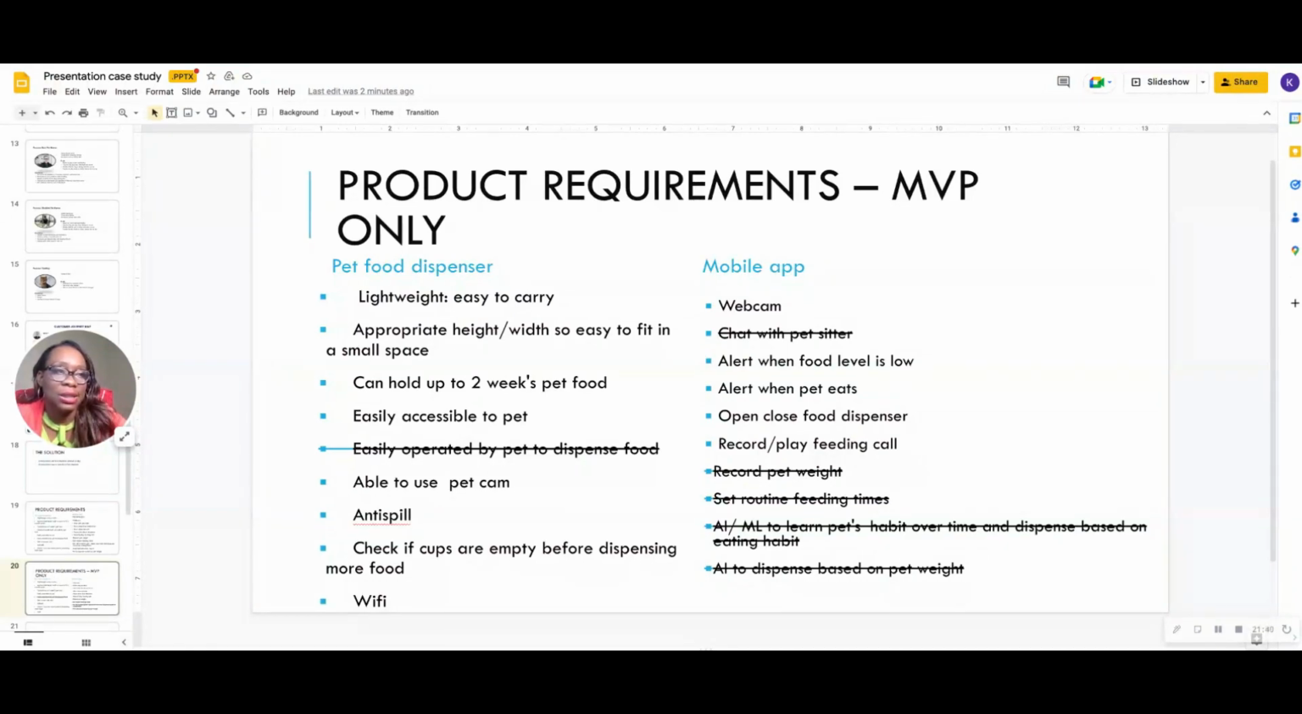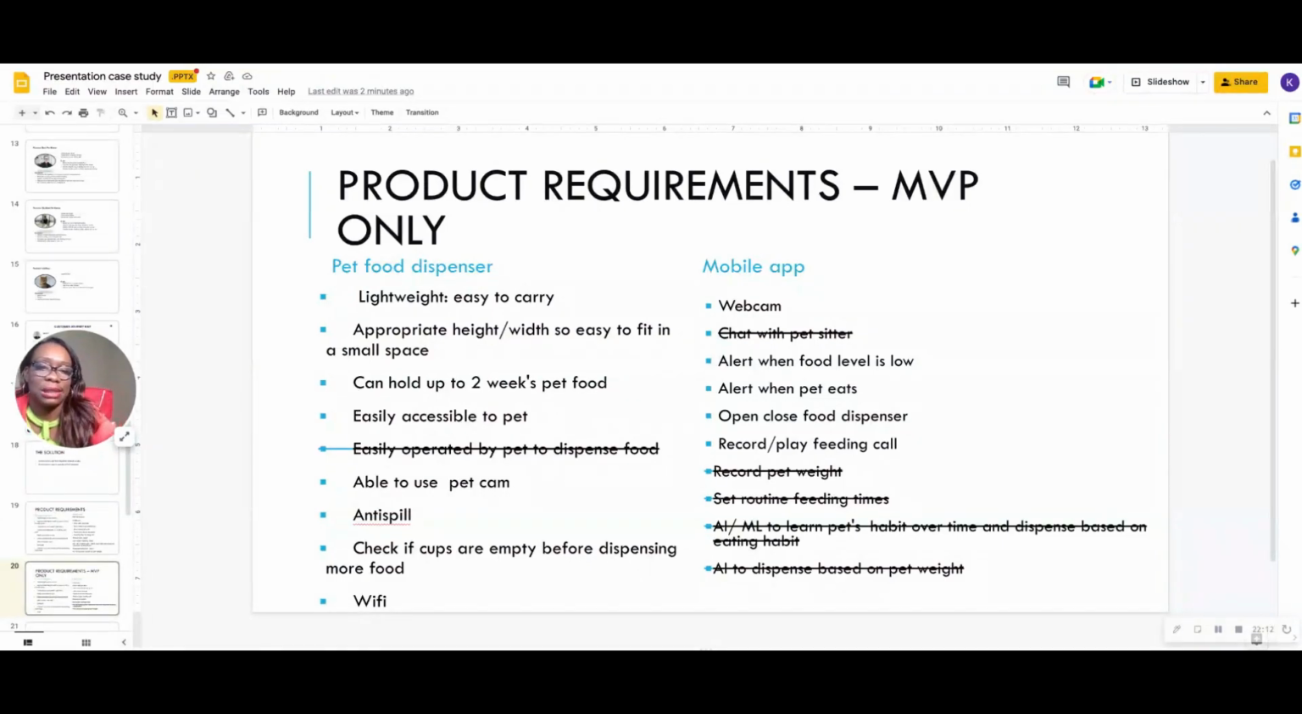I think this could be an MVP or it could be a nice to have. We decided to leave it as an MVP because it will help the pet to come and eat, because you can play that feeding call. So the other things that we took out in order to leave that in was recording the pet weight. We think that can be done later. Set routine feeding time, that can be done later. AI ML to learn pets' habits over time and dispense based on eating habits, that can be done later. AI to dispense based on pet weight, that can be done in another release.